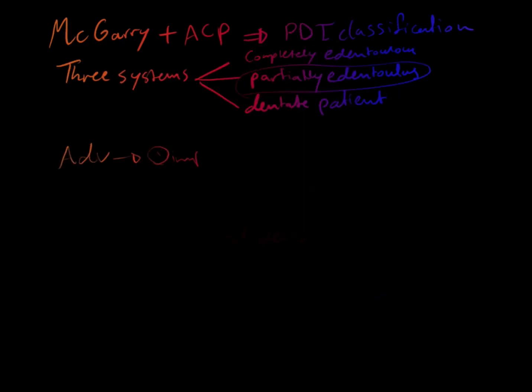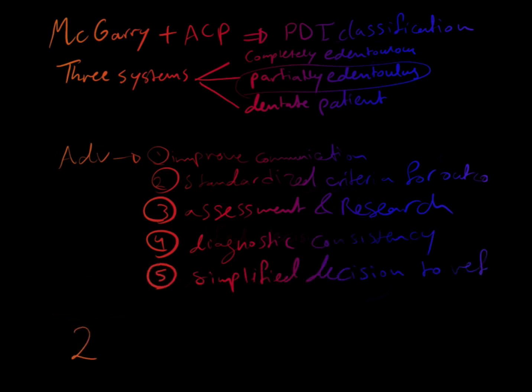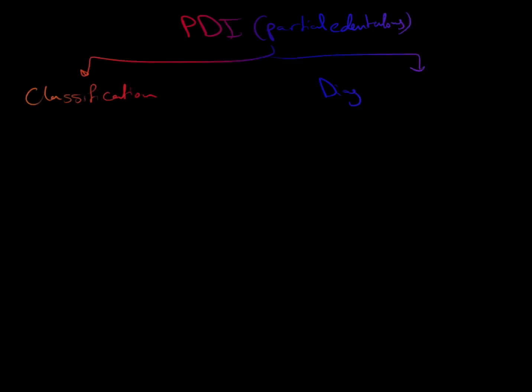The benefits of this system are to improve professional communication, standardize criteria for outcomes assessment and research, enhance diagnostic consistency, and simplify the decision to refer a patient. In 2002, McGarry established a BDI classification for partially edentulous. We have a classification and diagnostic criteria.